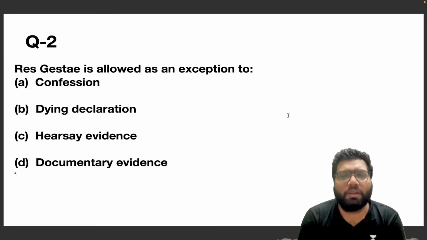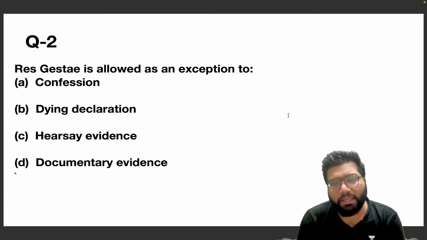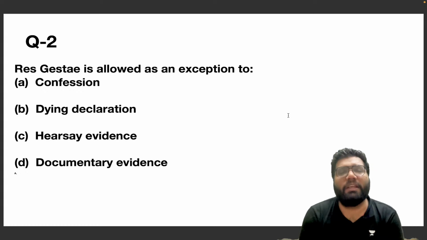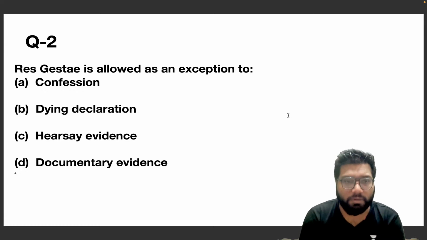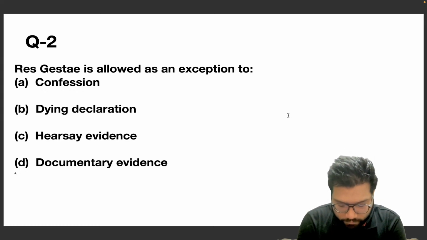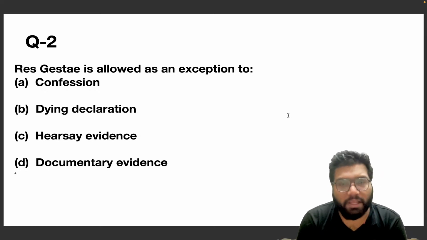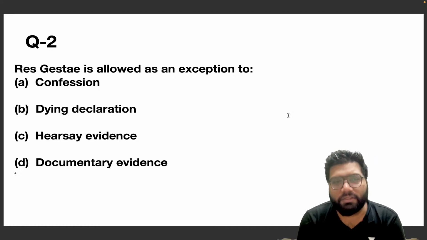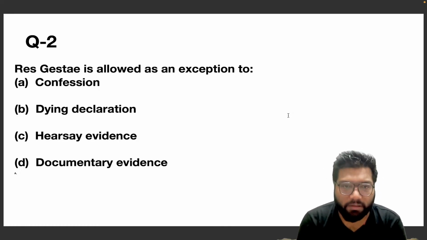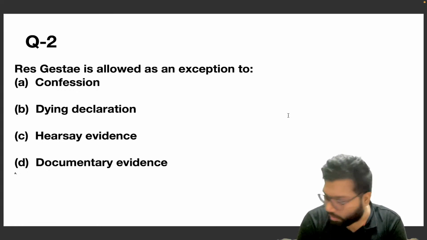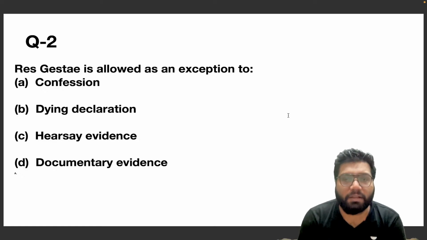Okay. Now my counter question to each one of you: why does res geste allow hearsay evidence as an exception? What is the reason behind that? So it's basically a question from the mains and interview examination. Yes, please. In a general rule, hearsay evidence is no evidence. But why in res geste is it considered as a valid evidence? Come on. I can expect a correct answer.